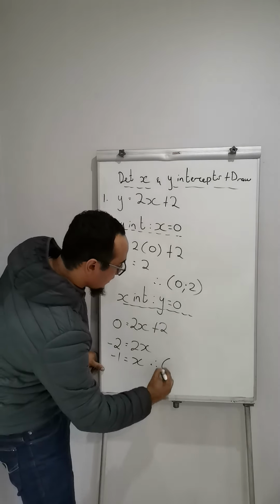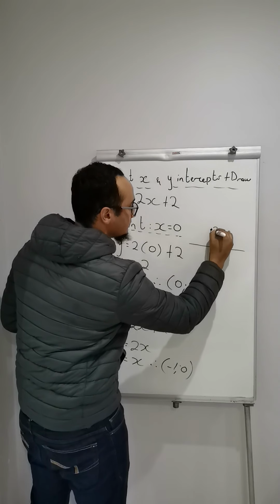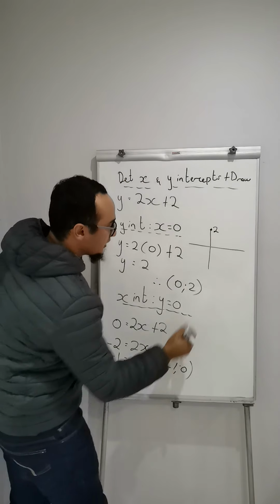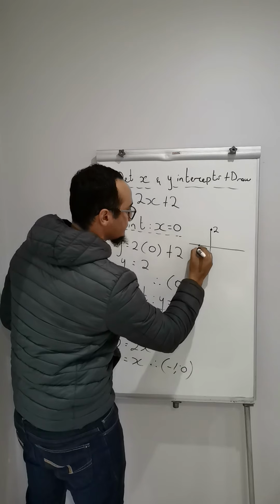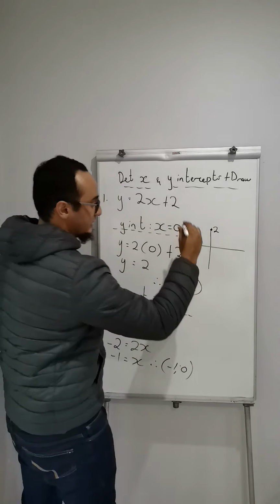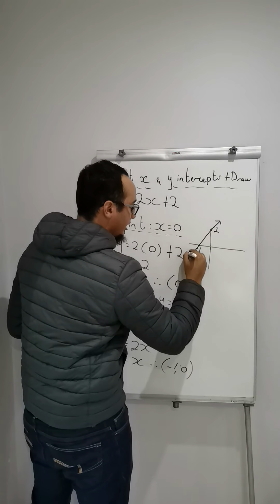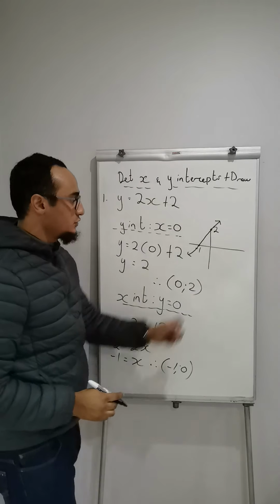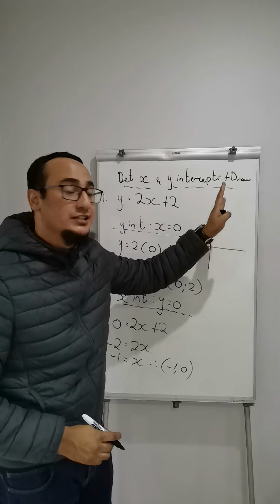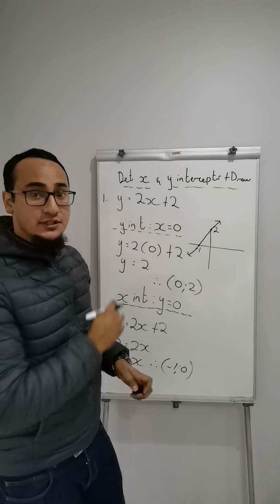Okay, if I can just draw my graph over here on the side, you will get the picture. So my coordinates are 0 and 2, which is over here, and negative 1 and 0, which is over here. All I do is connect the dots with a straight line and put the arrow at the end of it to indicate that the line continues up and it continues down.